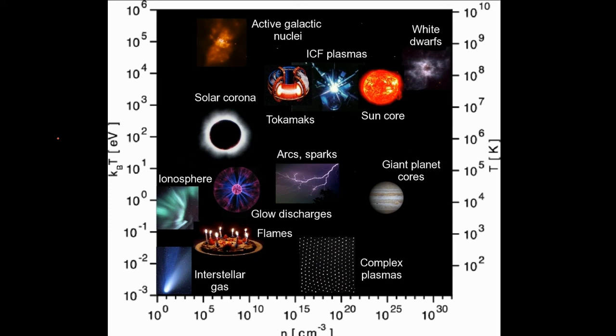To give you an idea of the temperatures going on here, if we look over here on the right, this is the temperature in Kelvin. Right? Kelvin is Celsius plus 273. And these numbers here give you an idea of how hot some of these objects are.